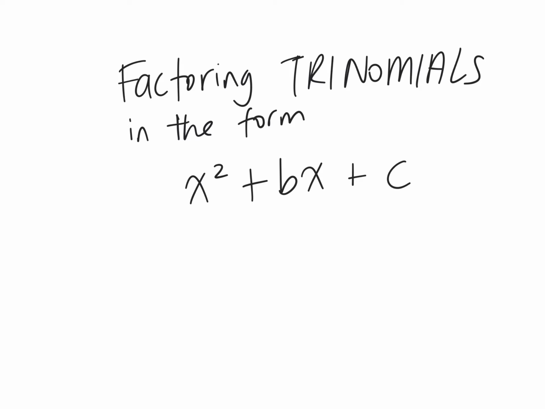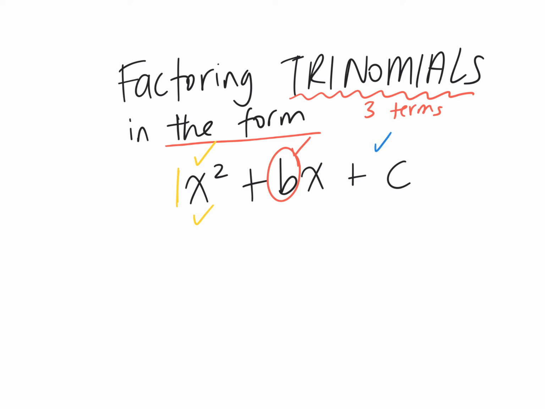For this last form of factoring, we're factoring trinomials. What's a trinomial? It's an expression with how many terms? 3. Okay, it has 3 terms. And it's always going to be in the form like this. First term is always going to be x squared, okay? So you're going to imagine there's a 1 here, so it's just x squared. The second term will be something x, plus or minus something x. And the third term will be just a number by itself. This is a constant term.